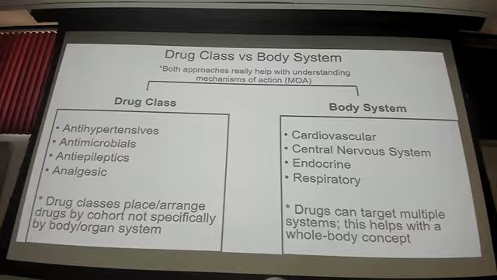There are two approaches to how drugs are classified. They're classified by drug class, meaning what the drug is doing. They're also classified by body systems. You may see them arranged in both ways, but both perspectives will help you understand what's going on in the body and what the drug is doing. So they're important in understanding the drug's mechanism of action.